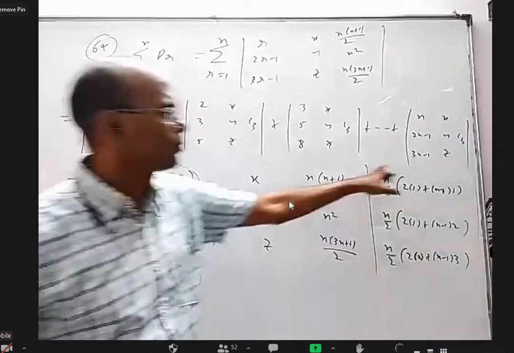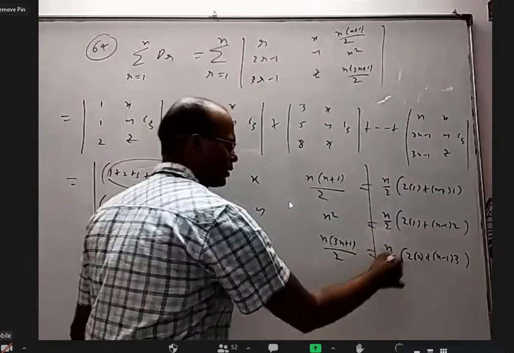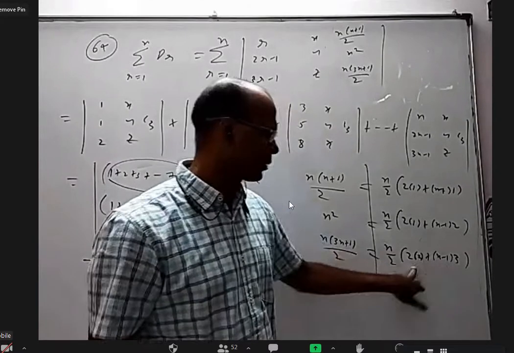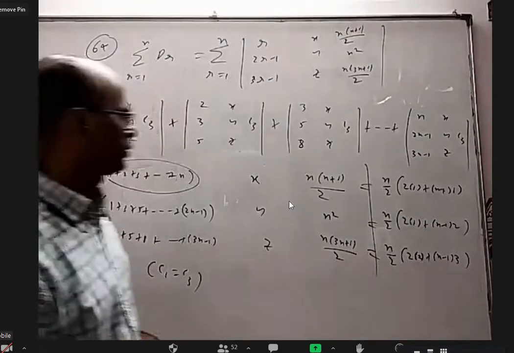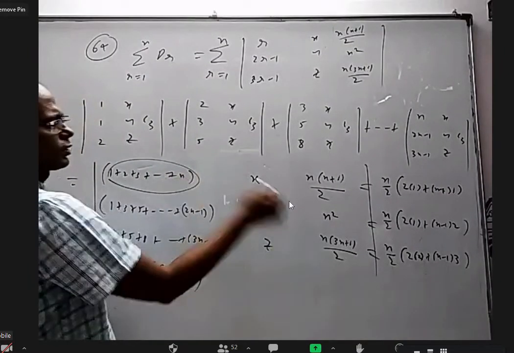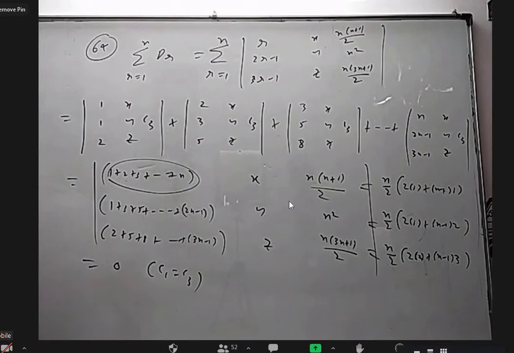If you simplify this, they will come out the same. If you simplify this, they will come out the same. And here also they will come out the same. Why? Because this is 3n minus 3 plus 4, that is 3n plus 1. So using the sum of n terms of an arithmetic progression, these two are equal, these two are equal, these two are equal. That's why column 1 equals column 3, so that is 0. Is it clear, 64? Yes, sir. Okay.